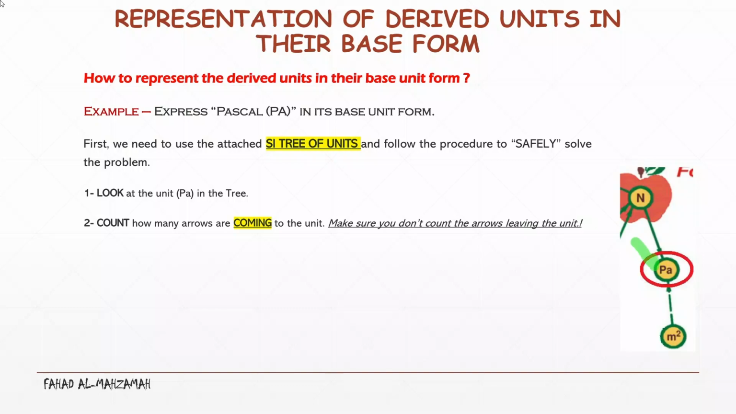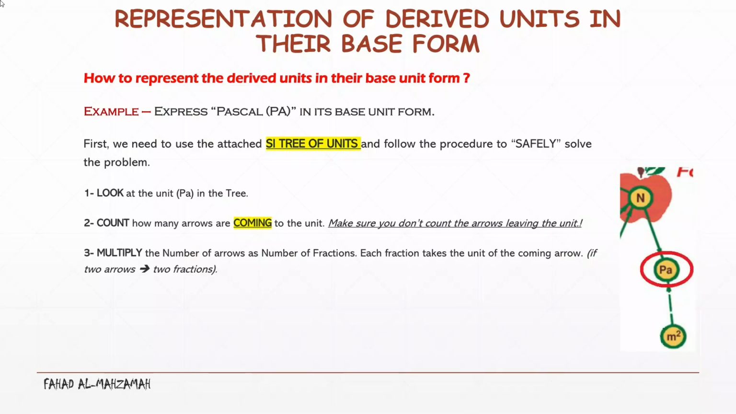We will not consider any arrow coming out or leaving the unit. The third step is to multiply the number of arrows as a number of fractions. For example, if you have two arrows, you will multiply two fractions. If you have three arrows, you multiply three fractions.